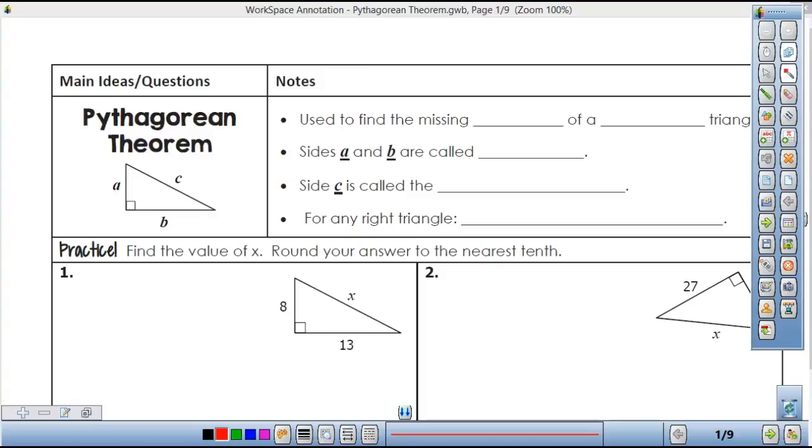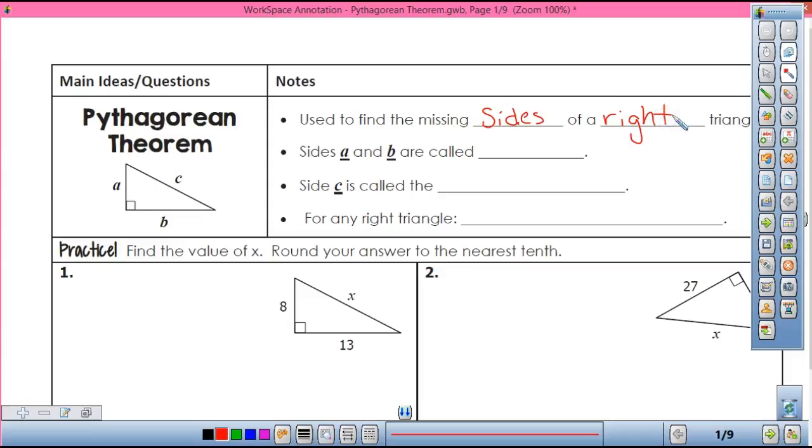Pythagorean theorem. Used to find the missing sides. Okay, so we can find missing sides. What kind of a triangle do I have to have? I have to have a right triangle. Okay, A and B are my what? Legs. C is my, oh, look at you guys remembering. C is my hypotenuse. What is the Pythagorean theorem? A squared plus B squared equals C squared.